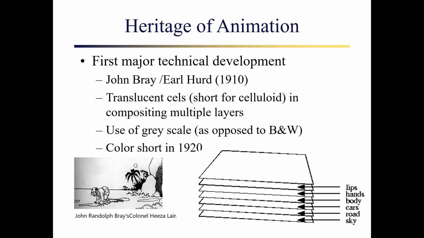Heritage of animation again. The first major technical development by John Bray and Earl Hurd, 1910. It is the translucent cel, short for celluloid, in compositing multiple layers. They use of grayscale as opposed to black and white. So para lang magkaroon ng different colors, they use the gray. Then color short in 1920, as you can see on the picture below.